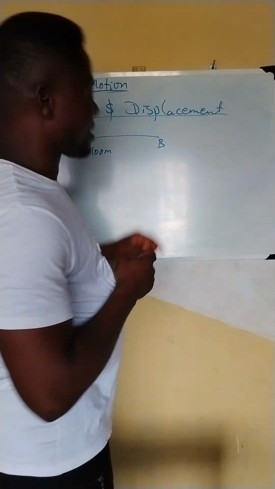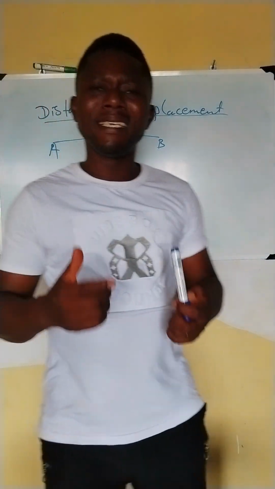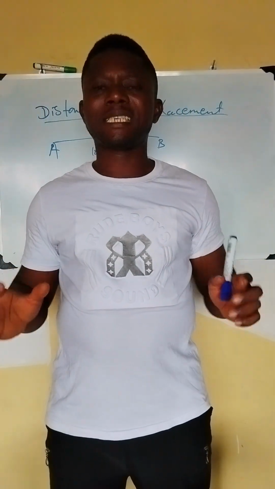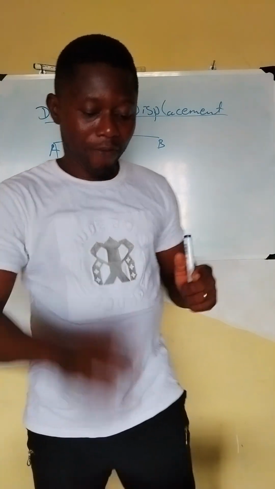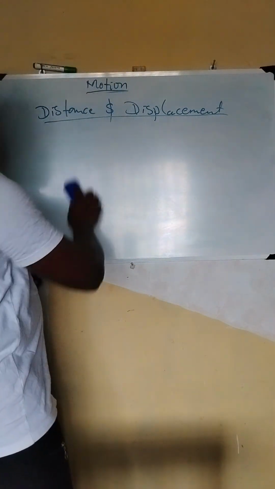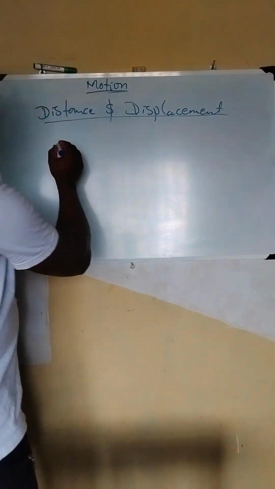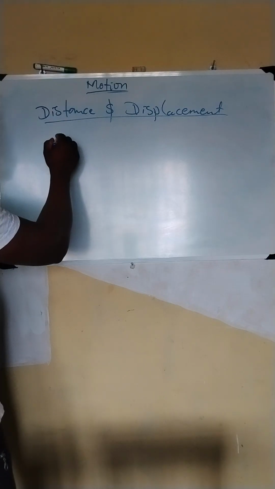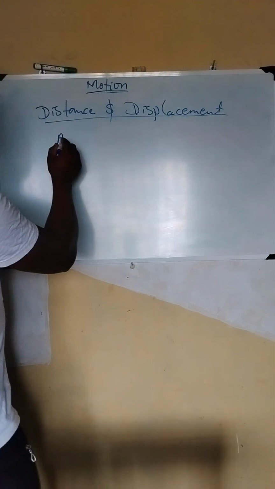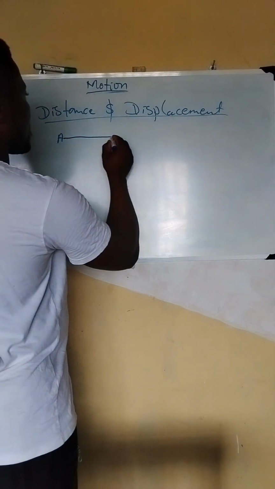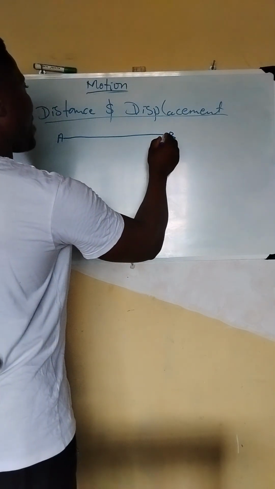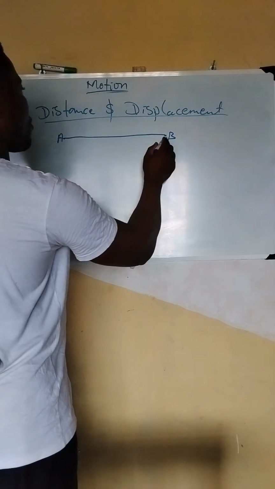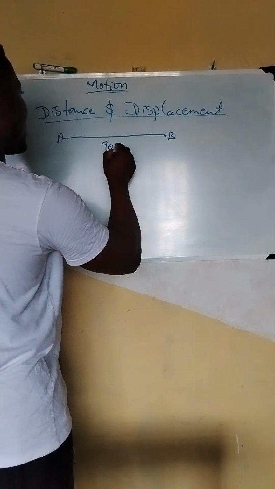Now, what is displacement? Displacement simply means the shortest distance. When you are talking of displacement, you are talking of the shortest distance an object covers. For instance, let's look at this. Now we have a point here, point A, and an object moves from this point A to point B, and returns. Let's assume that from point A to point B here is 90 meters.